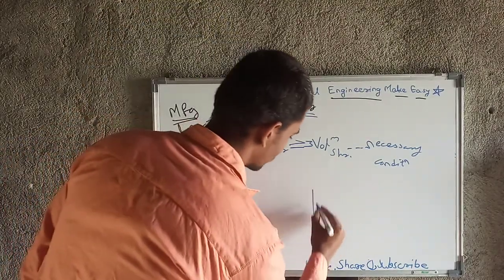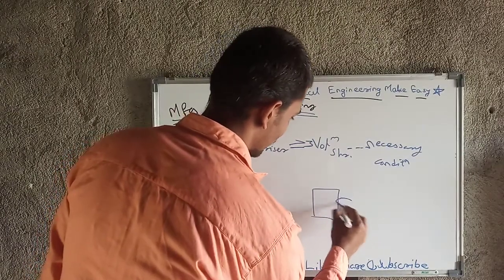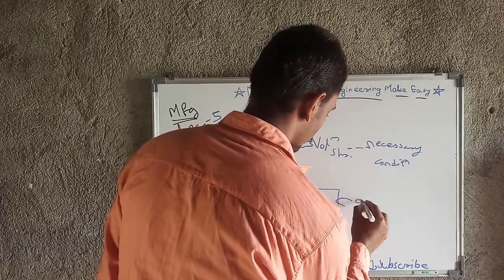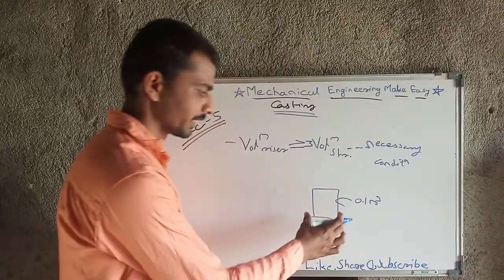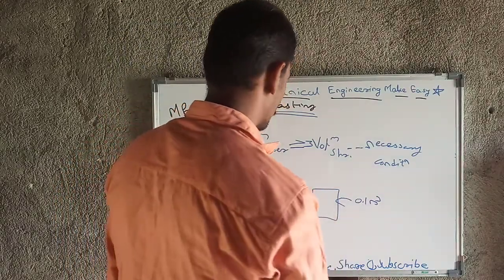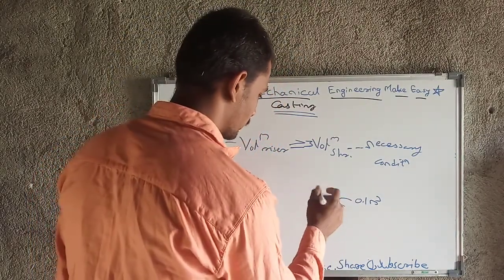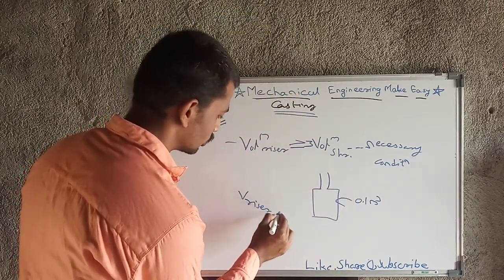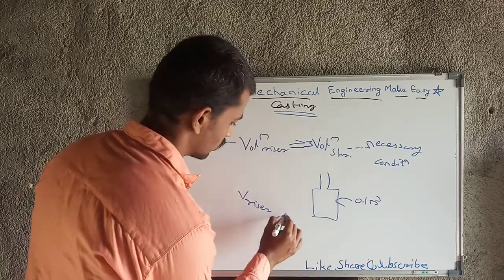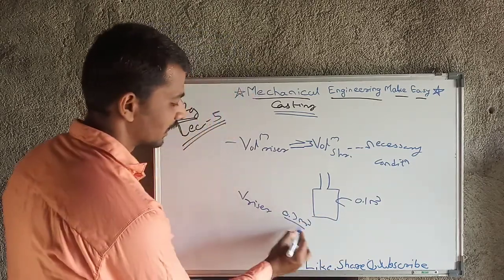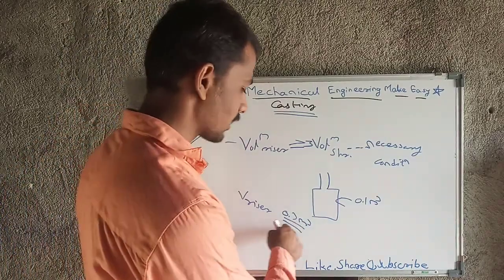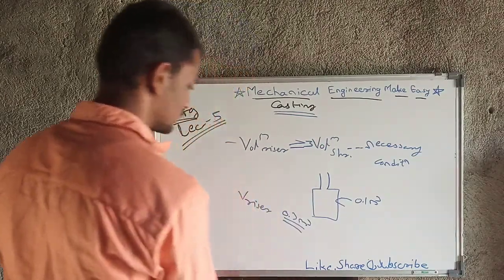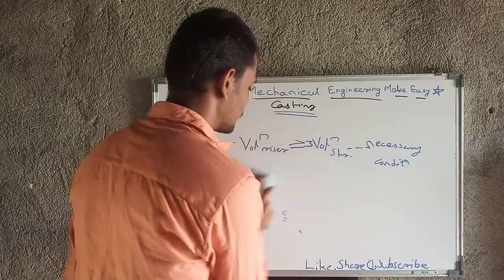Suppose this is the casting, and that casting has a shrinkage volume of nearly 0.1 meter cube. Assume the shrinkage volume of this casting is 0.1 meter cube. So the volume of riser, which will be provided maybe at the top side, should be at least 0.3 meter cube. It may be larger than 0.3, but the minimum value should be 0.3 meter cube. Likewise, this is the necessary condition for riser design.